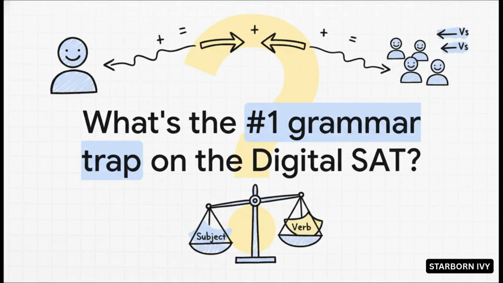All right, so what is this number one trap? I'm talking about the single most tested grammar concept on the entire exam. It's the one thing that really separates the good scores from the great ones. And it's called subject-verb agreement.